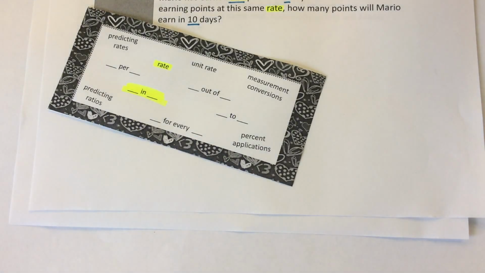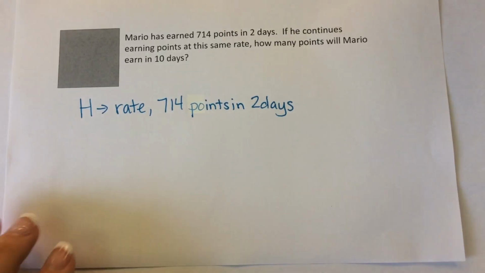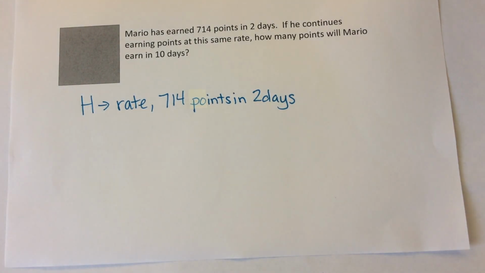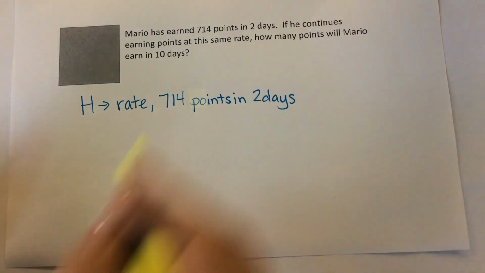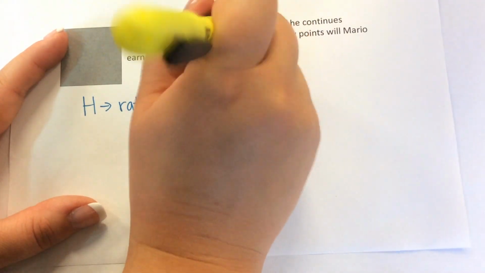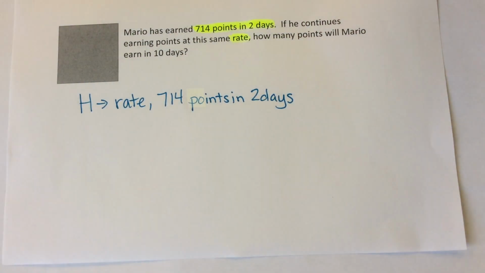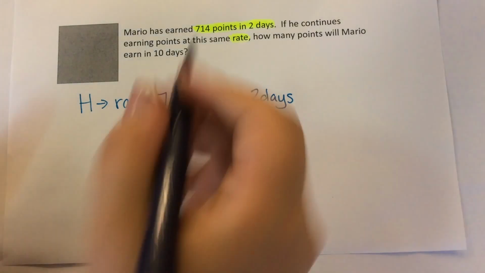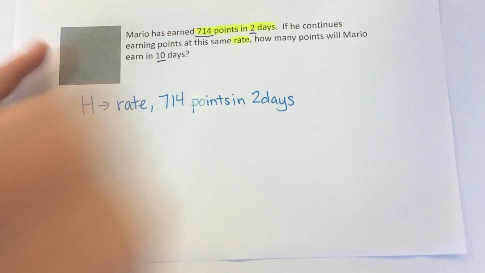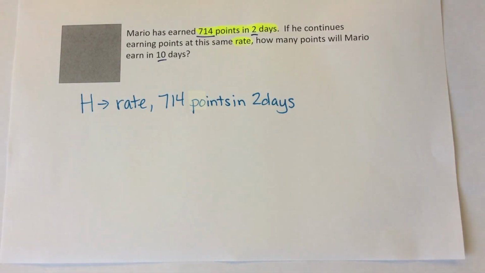Now we are going to continue using our HIAS strategy. So let's continue doing that. For H, we highlighted the word rate and we highlighted 714 points in 2 days. And you know what? I don't have that highlighted right here, so I'm going to take a moment, because if I say that I'm highlighting them, I need to highlight them. Those words need to be highlighted. There we go. 714 points in 2 days. That is my rate.